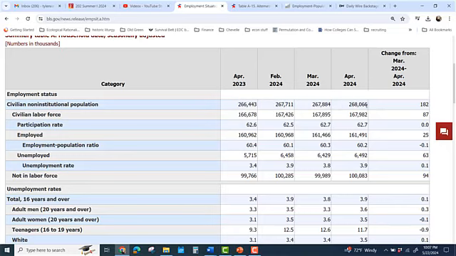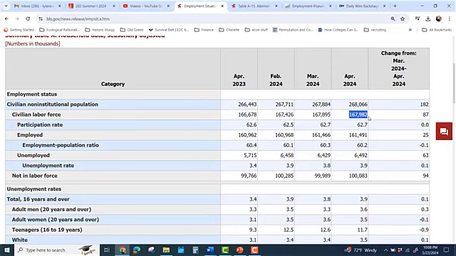So this is the non-institutional population, which means it's people excluding people who might be in prison or some kind of other institution. It also only counts adults 16 years and over, because children aren't really considered to be part of the workforce for these purposes. And it also excludes people in the military because they're not really available to do civilian jobs. So that's the basis of the population.